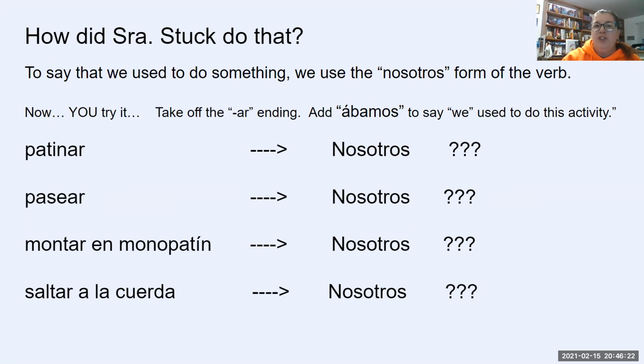So I want you to give this a try. I want you to take off the AR of patinar, the AR of pasear, take off the AR of montar, and take off the AR of saltar a la cuerda. So we're going to change to skate, to stroll or to walk, to skateboard, and to jump rope into we used to skate, we used to go for a walk, we used to skateboard, we used to jump rope. And I want you to pause the recording and take the time to write it out all by yourself. I want you to think as to how you do this. Either say it, write it, or type it. Ready? Pause and come back when you're ready.